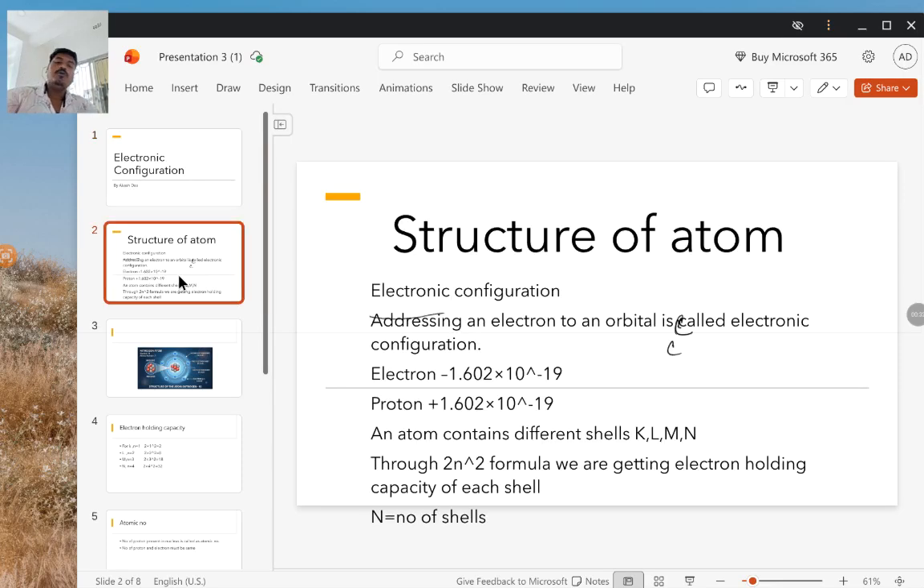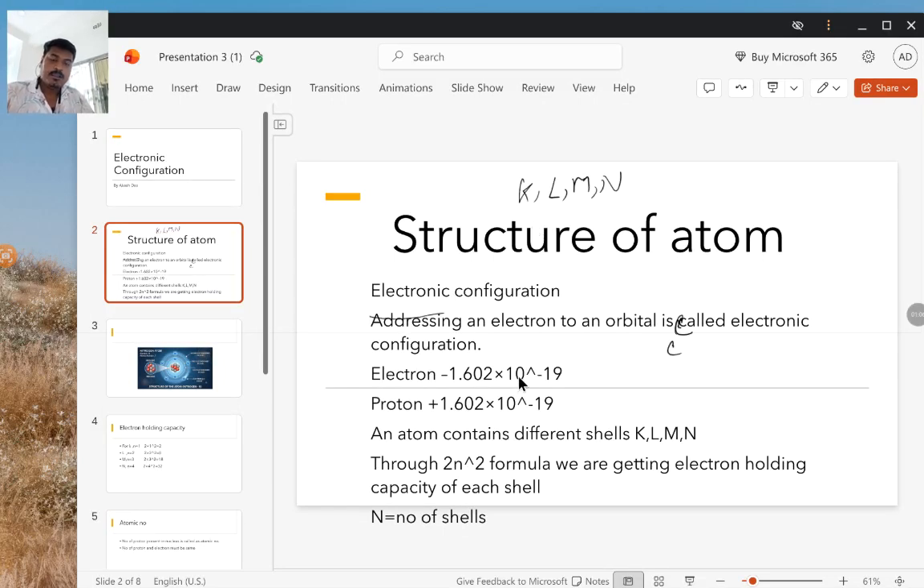First, you have to know what we mean by electronic configuration. Electronic configuration means addressing an electron via an orbital. So in an atom, there are generally four orbitals: K, L, M, N. In these orbitals, electrons are arranged.